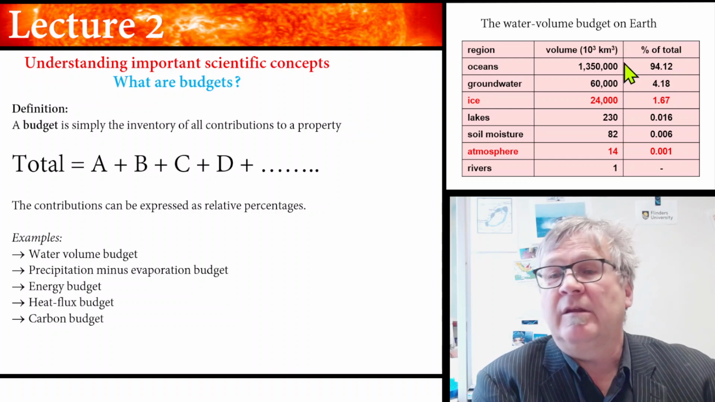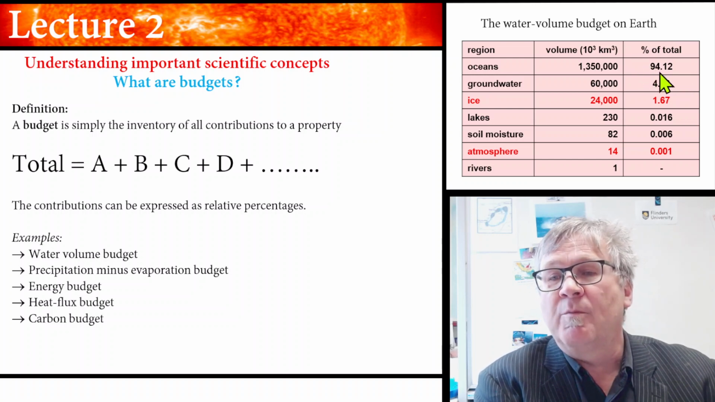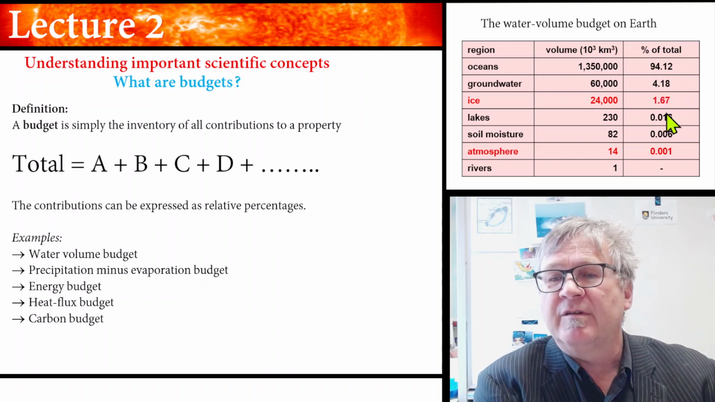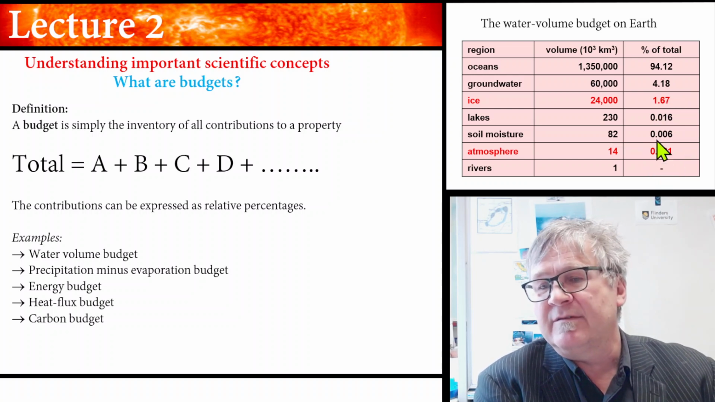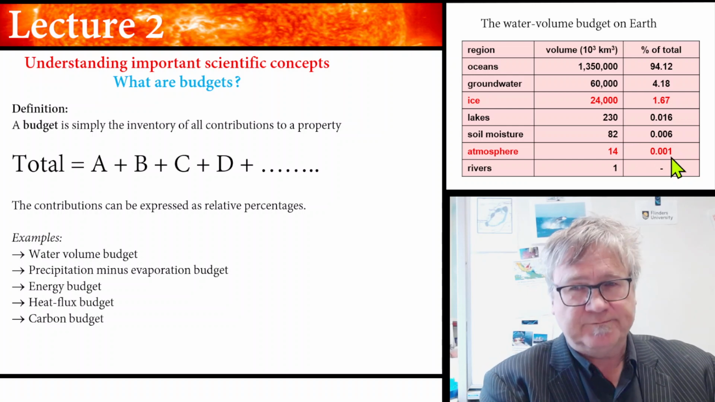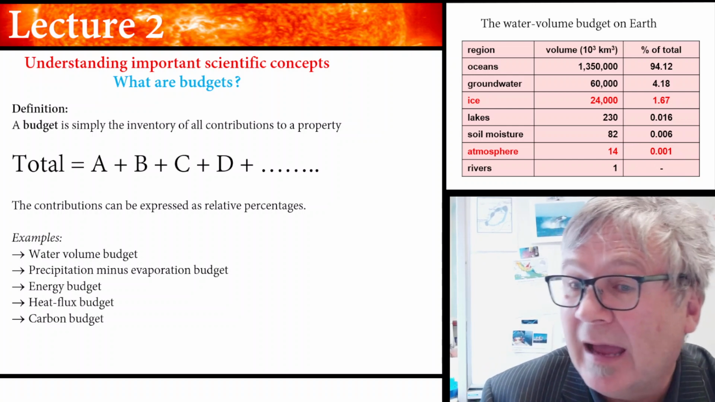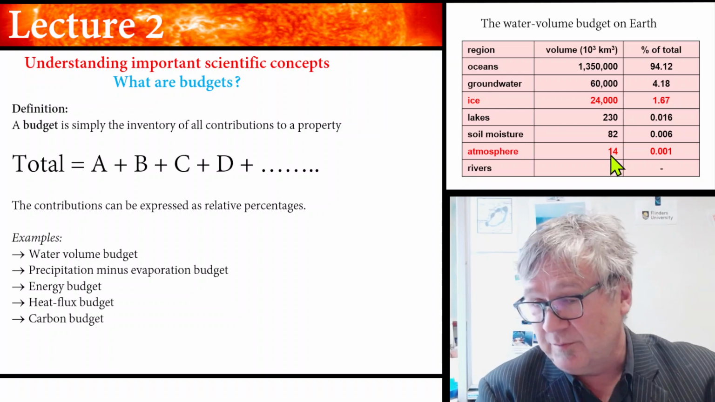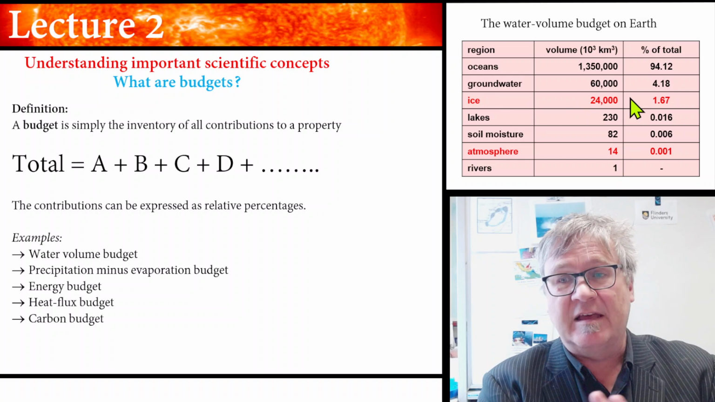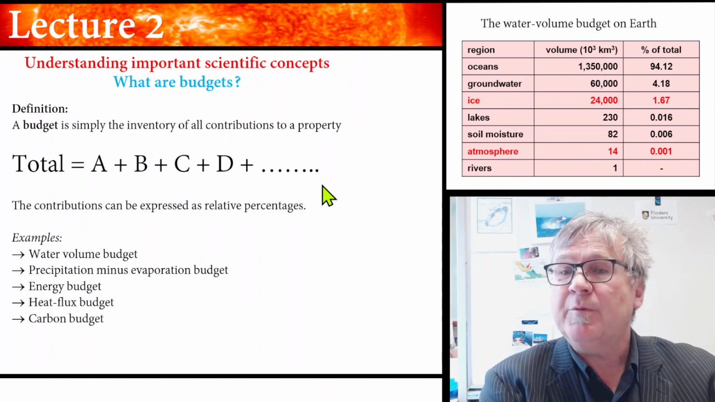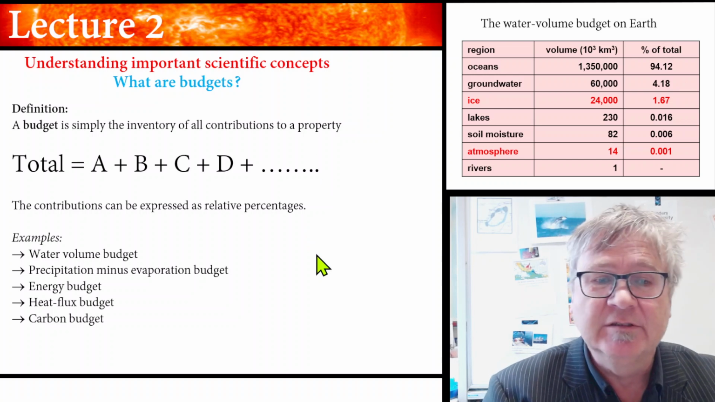In the oceans you have 94.12%, groundwater has 4%, ice has 1.67%, and atmosphere has 0.001%. I highlighted ice and the atmosphere because they play an extremely important part in the climate system: ice because of the albedo, atmosphere because of the greenhouse effect. That's what we call a budget.